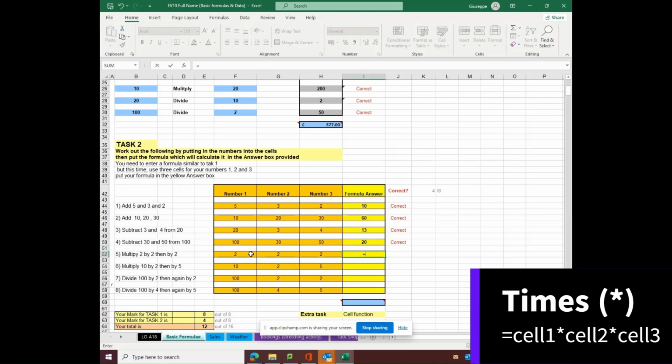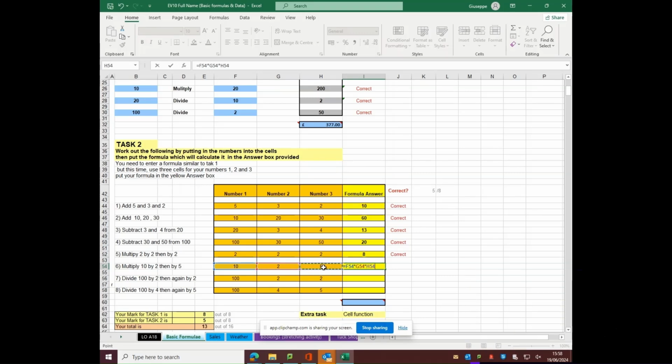Times now. Equal, first cell, times second cell, times third cell, enter. Again, equal, first cell, times second cell, times third cell, enter.